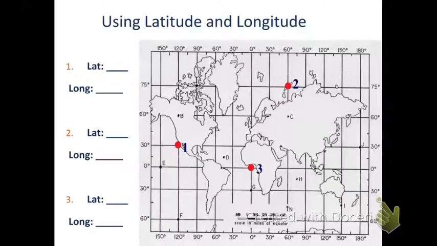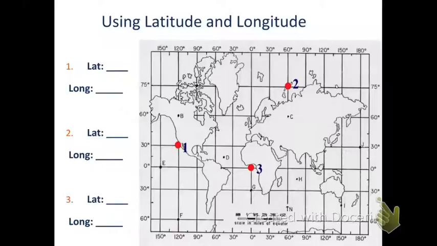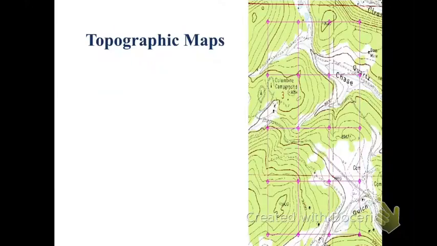When we put them together, we use them as a grid. So let's look at point 1 right here. If I want to find out where point 1 is, the latitude number is going to be 30. Why? Because latitude goes this way, so if I travel that way, I hit 30. My longitude number, longitude goes up and down, so I'm looking at 120. Okay, now we are done with latitude and longitude.